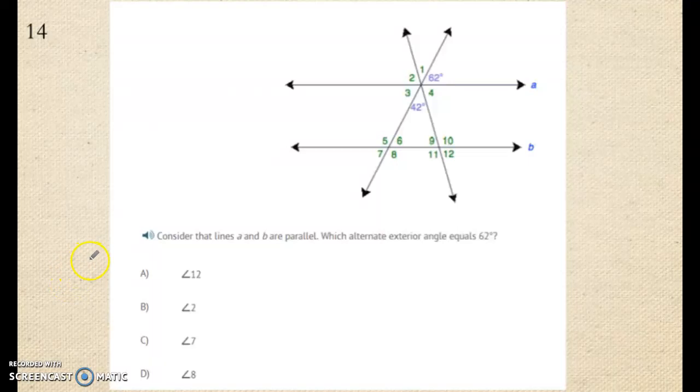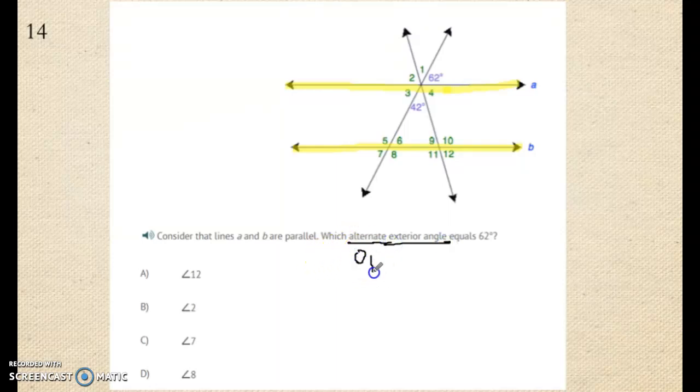Number 14. Consider that lines A and B are parallel. Which alternate exterior angle equals 62 degrees? All right, so first I'm going to mark, it said that A is parallel to B, so I'm going to go ahead and mark those. And we're trying to figure out the alternate exterior angle.